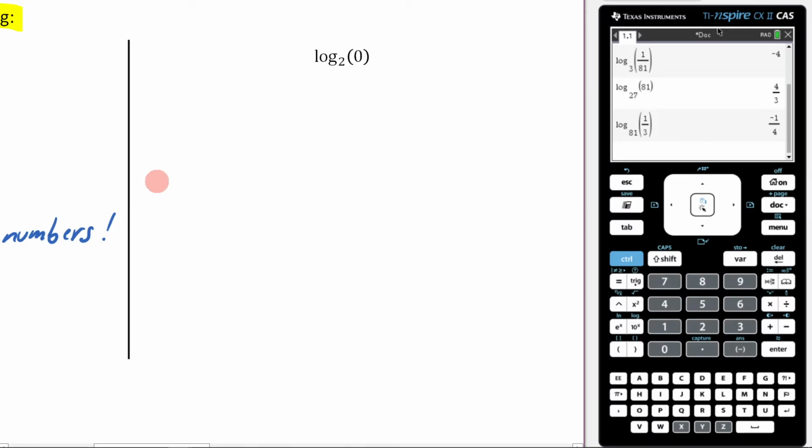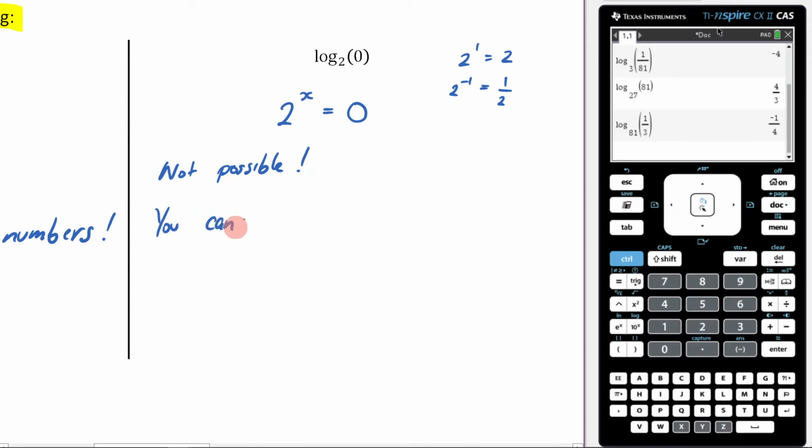What's happening here? This is saying 2 raised to the what power is equal to 0. And again, that's not possible. And we can kind of think this through. If I was to go 2 raised to the 1, well, that's 2. If I was to go 2 raised to the negative 1, well, that's 1 on 2. There's no way to get to 0. It's not possible. And this means you can't log 0. Exclamation mark. You can't log 0.